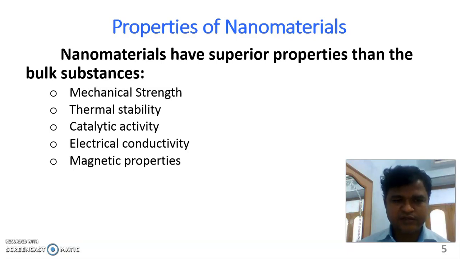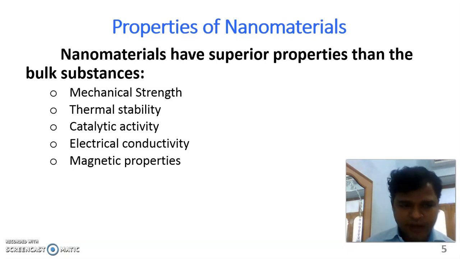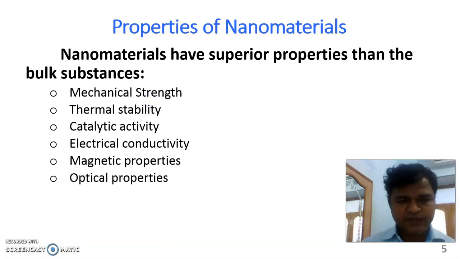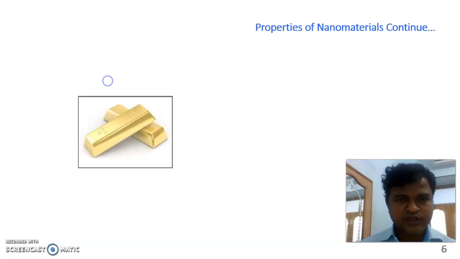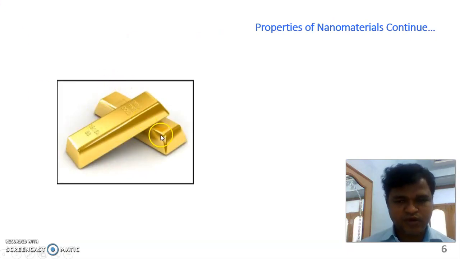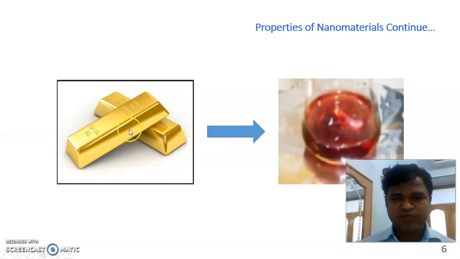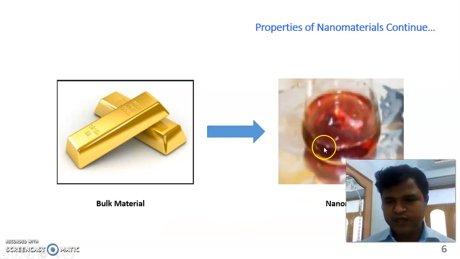At the bulk level conductors, at the nano level non-conductors. Magnetic properties: there is a change in magnetism. Some materials have magnetic properties at bulk level, but at nano level they won't. Optical property: for the optical property I will give an example. The color of gold is gold, and this is the bulk material. When we synthesize the nanomaterial from the bulk material, the nanomaterial color is different. That is called optical property. This one is the bulk material, gold color, and this one is the nanomaterial, ruby red color. The color difference takes place.